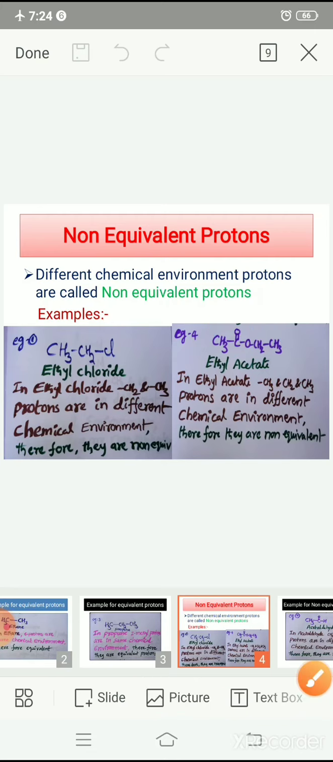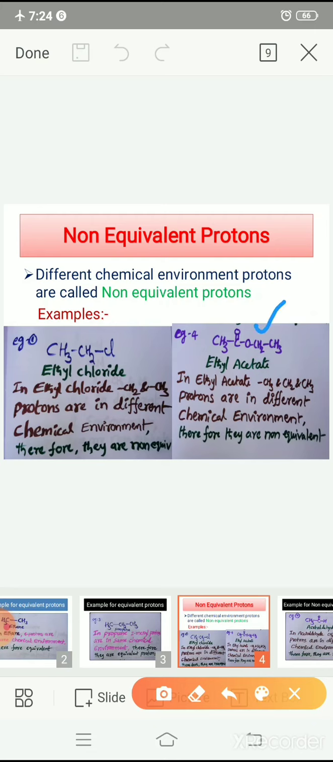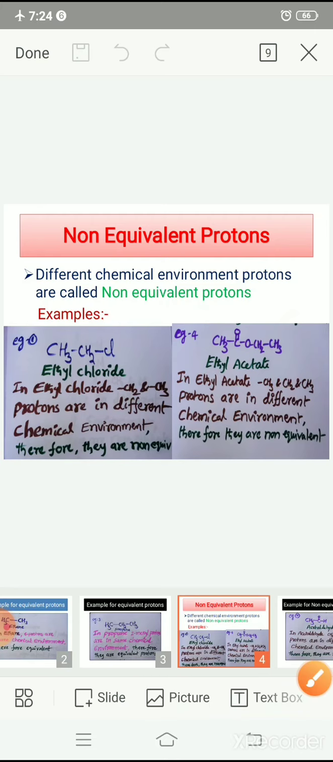And also one CH2 is present. So in total there are CH3, CH3, and CH2. 3 different chemical environment protons are present. So finally, 3 sets of non-equivalent protons are present. So this is the non-equivalent definition.